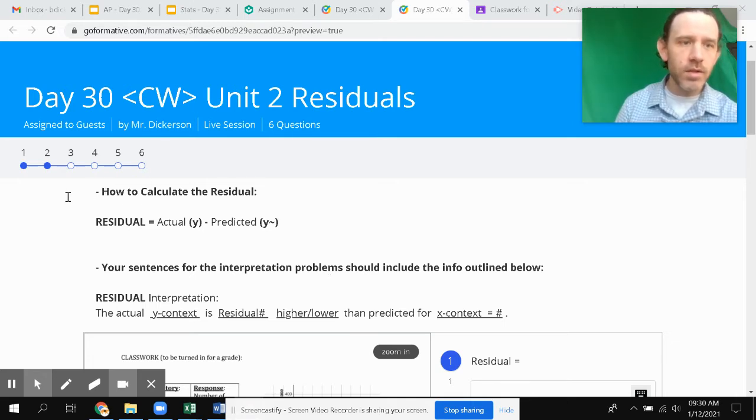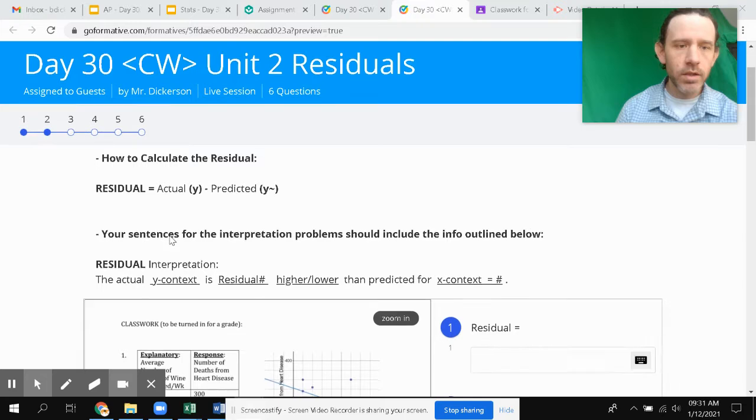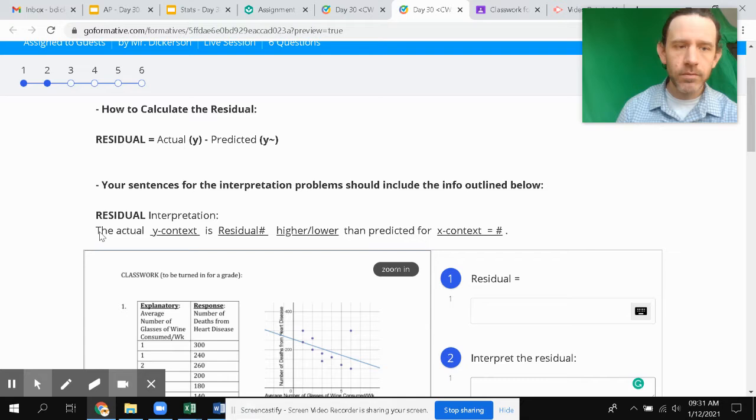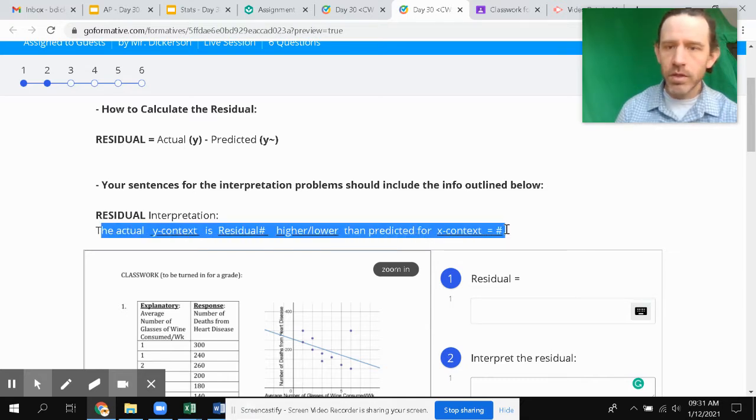So in this worksheet, it's day 30 classwork, Unit 2 residuals worksheet, we have two things that are going to help you. One is the equation to solve for the residual. The residual is the actual y value minus the predicted y value. So you just calculate the predicted y value, you subtract it from the actual y value for your point, and you get your answer, that number. Okay? Then we're going to interpret it using this sentence here. So we'll use this framework to get every component that we need as far as interpreting the residual.